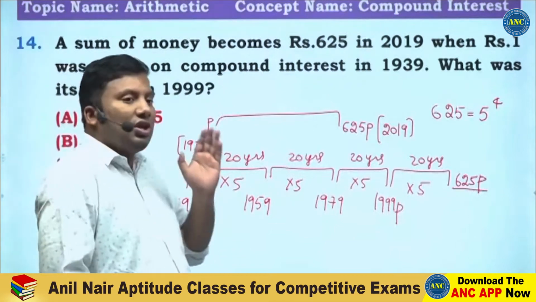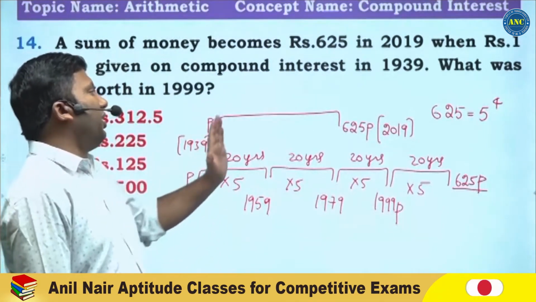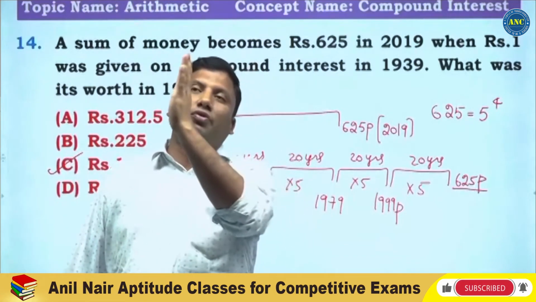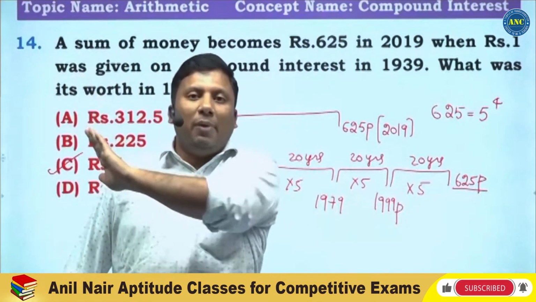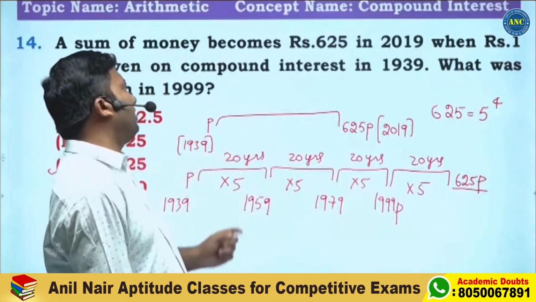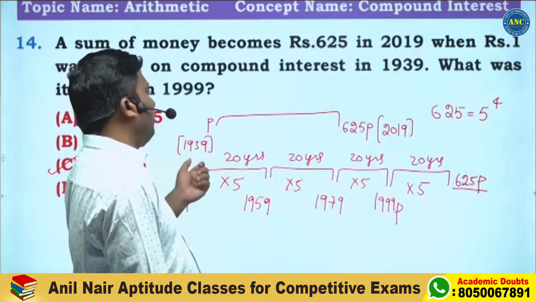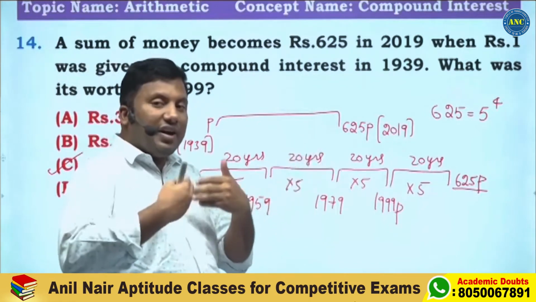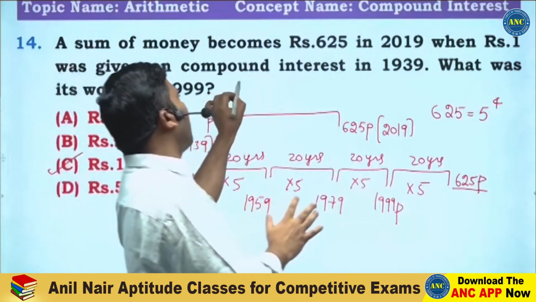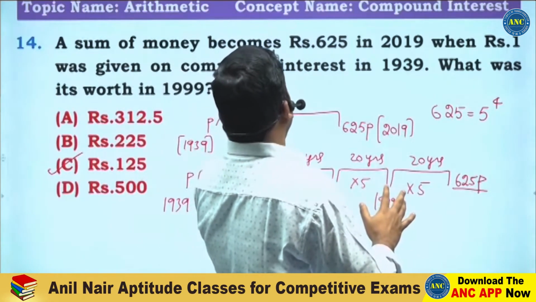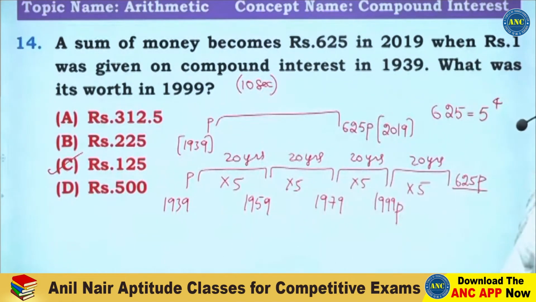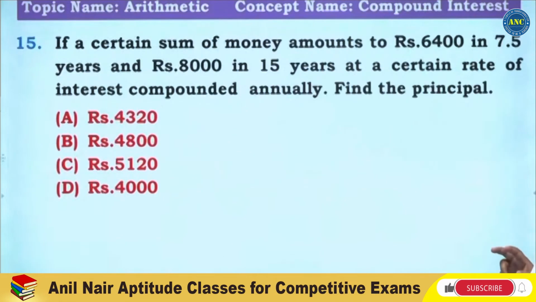4 to 5 questions on the similar model we solved. 625 is 5 power 4, 5 into 5 into 5 into 5. The multiplication factor remains the same, and the number of years also should remain the same. So 80 years is divided into 4 parts, 20, 20, 20, 20. If you practice it, you can solve this question in 10 seconds. I hope the idea is clear.